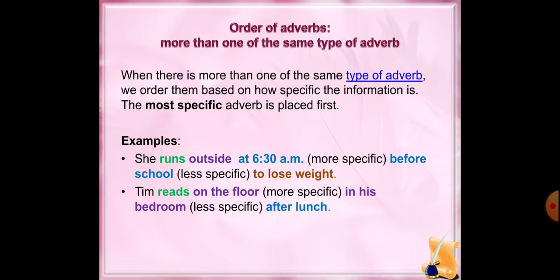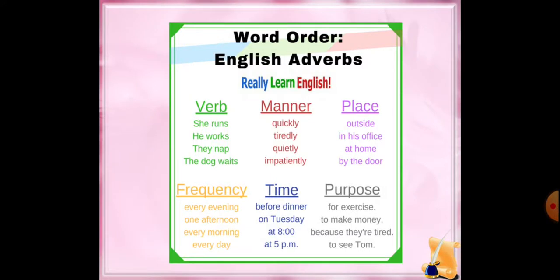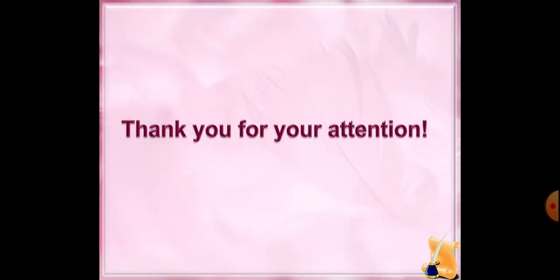Here we have two adverbs of the same type, and the first is more specific and the second is less specific. And the second example: "Tim read on the floor in his bedroom after lunch." "On the floor," more specific, and "in his bedroom," less specific. Here you can see word order in English adverbs: verb, manner, place, frequency, time, and purpose. Thank you for your attention. Goodbye.